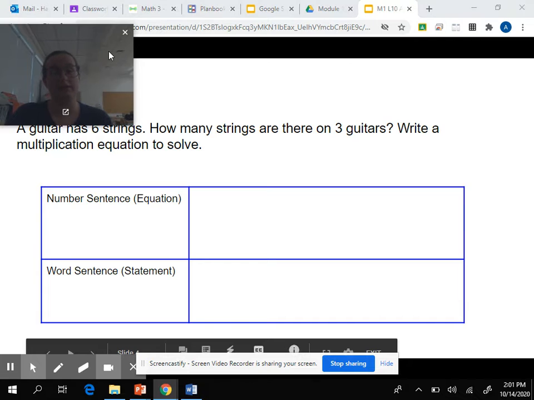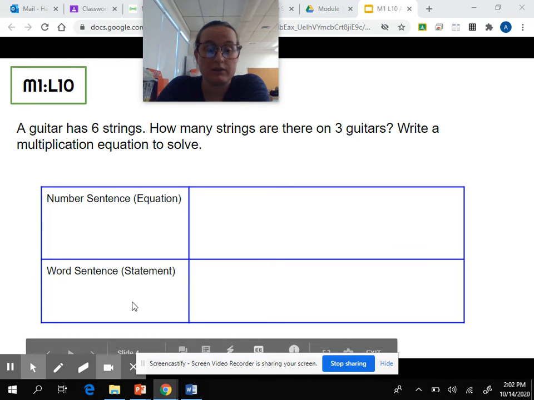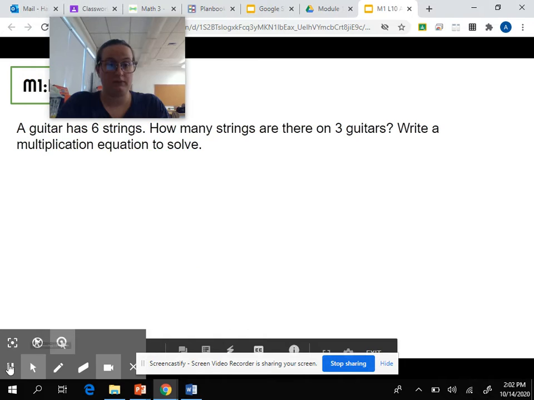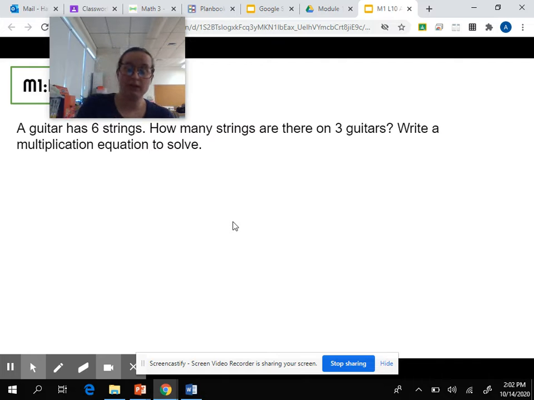A guitar has 6 strings. How many strings are there on 3 guitars? Write a multiplication equation to solve. Okay, so this problem seems actually pretty simple for us, right? And the good thing is they already told us that we have to write a multiplication equation to solve it.